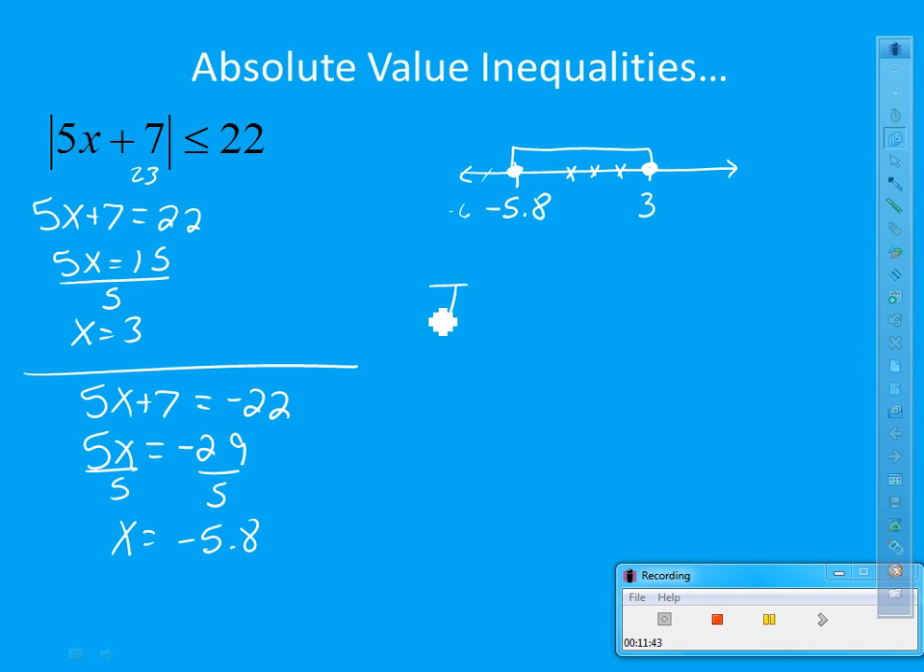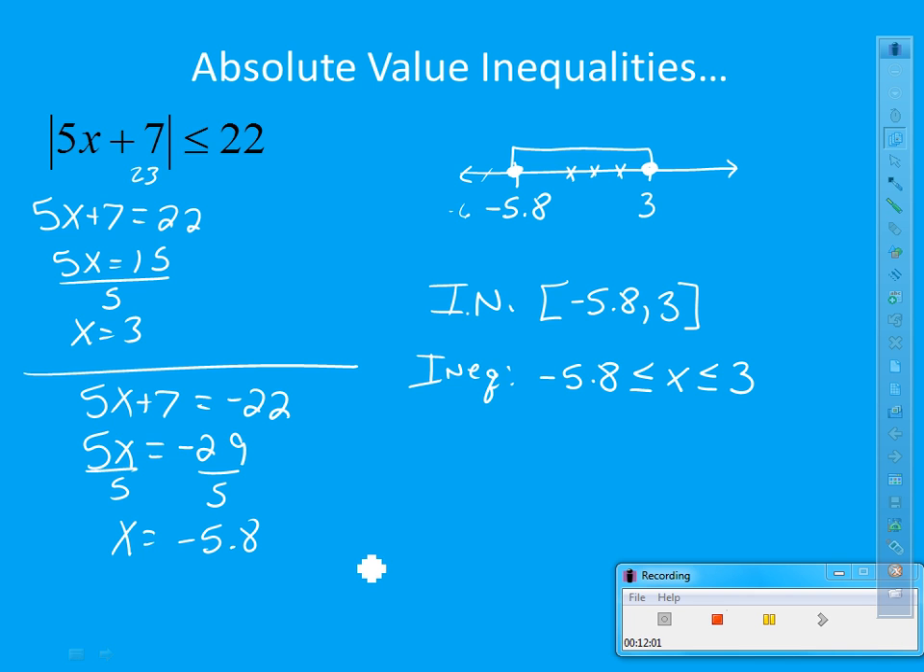In interval notation, it looks like this: bracket, negative 5.8 comma 3, bracket. As an inequality, it looks like this: negative 5.8 is less than or equal to x, which is less than or equal to 3. Guys, we will always have less than signs in there when we write it as an inequality if it looks like that.